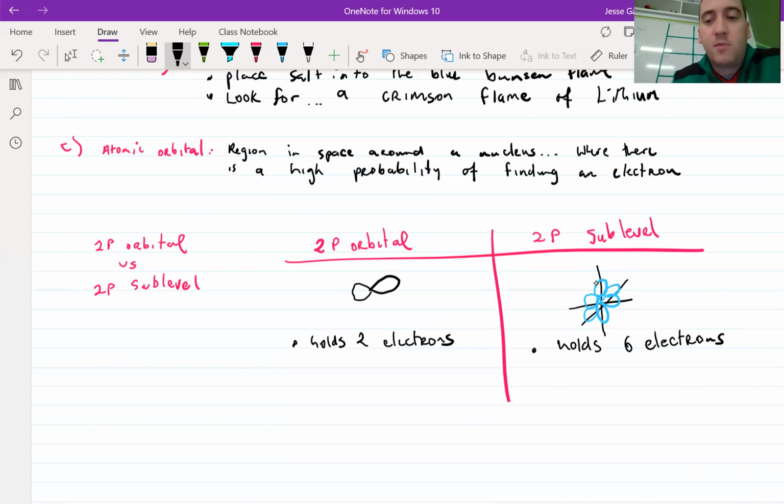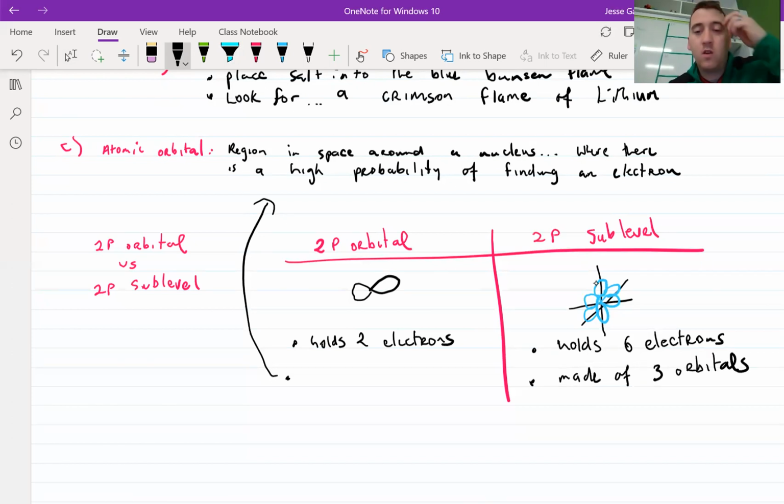Okay, so I suppose the next thing is, what are they? What are these 2 things? Here, describe what this is. Hopefully for describing a 2p orbital, it's just this thing again. It's a region in space around the nucleus where there's a high probability of finding, well, actually 2 electrons, whereas this one is an area made of 3 orbitals.